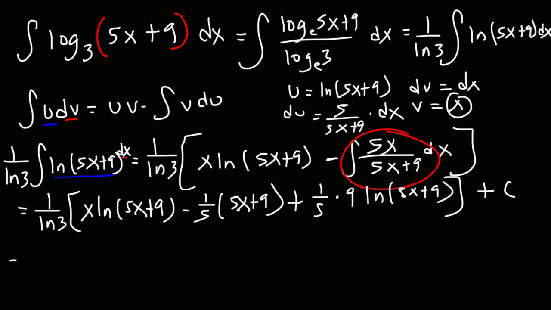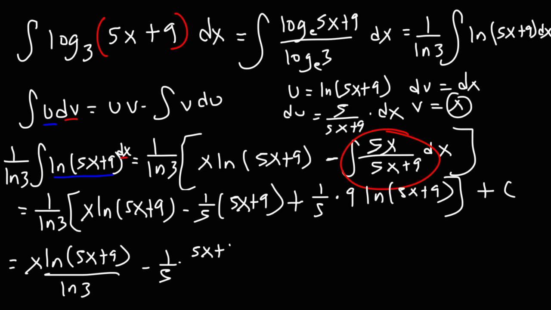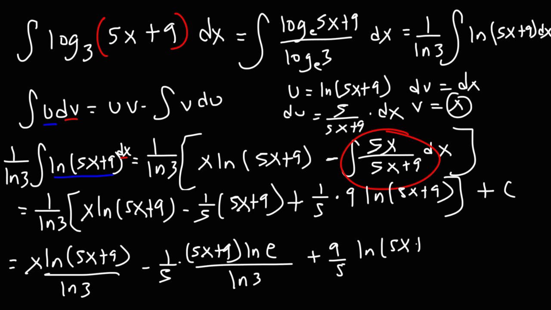Now let's divide everything by ln 3. So we're going to have x ln 5x plus 9 over ln 3, and then minus 1 over 5 times 5x plus 9. Now multiplying this by 1 and replacing it with ln e, we're going to have this. And then that's going to be divided by ln 3. And then plus 9 over 5 ln 5x plus 9 over ln 3.